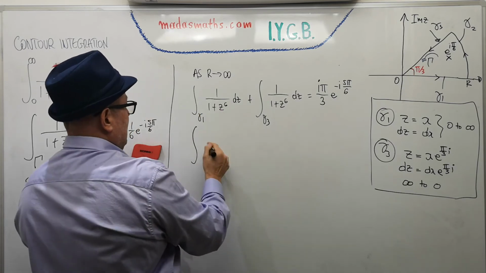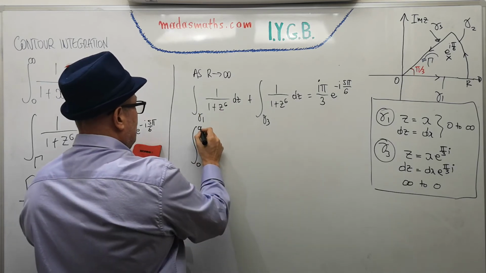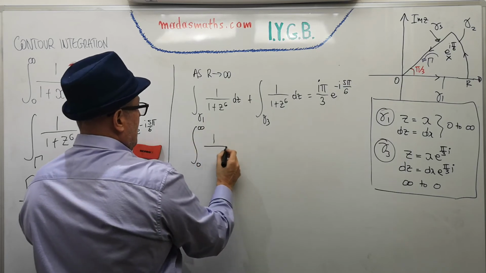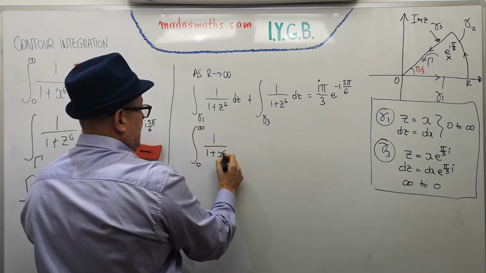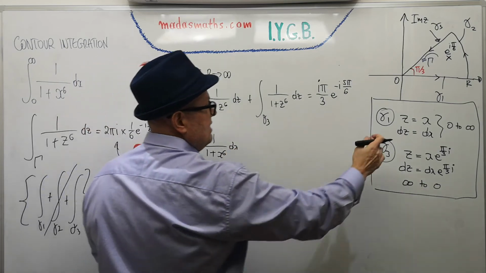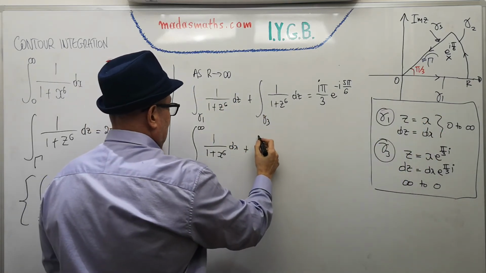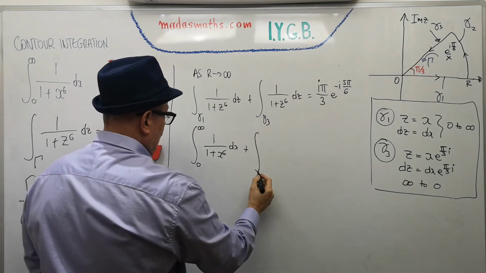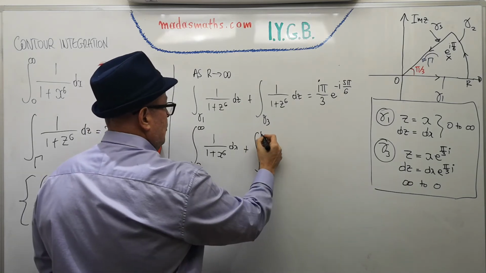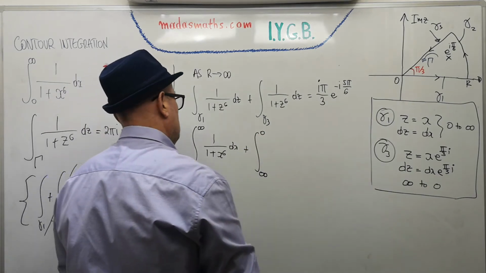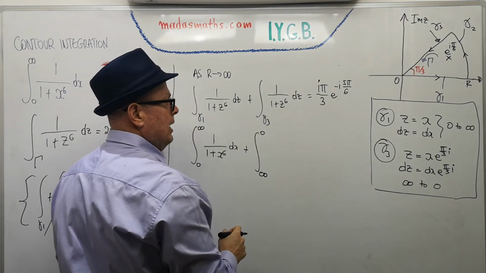So for this particular one, it's of course very nice: the integral from 0 to infinity of 1 over 1 plus x to the 6 dx. All I've done is put that as my gamma 1. For the other one, the limits first of all are from infinity to 0. I can easily swap them by creating a minus.